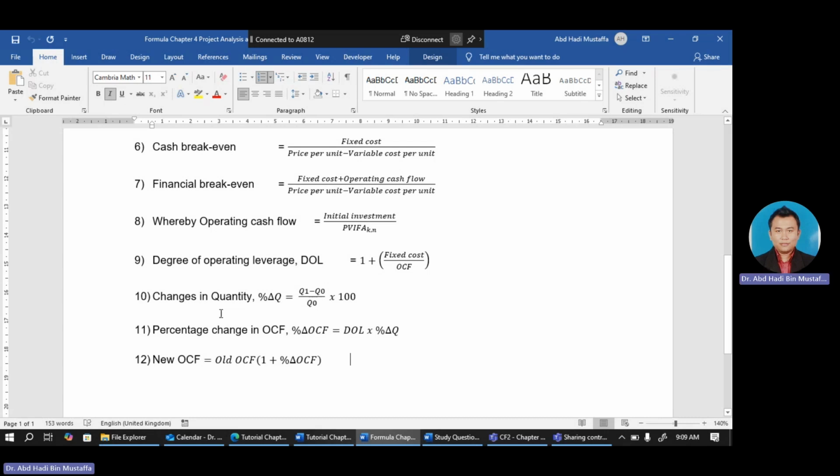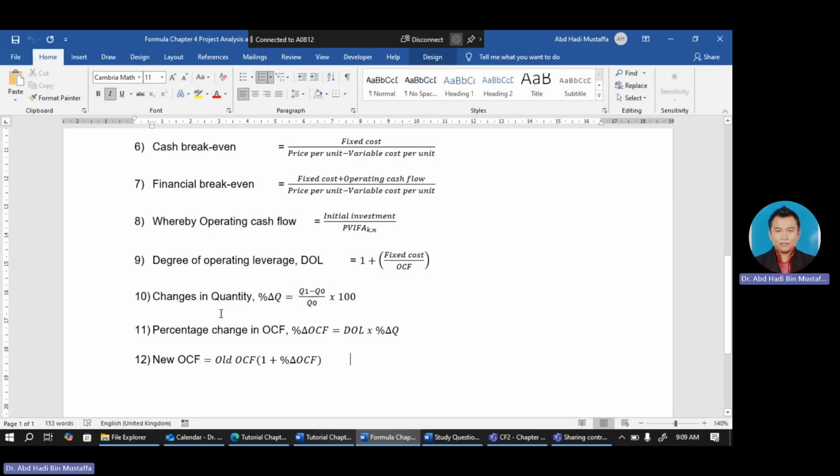So this is the one. Old output level, that means 73,000 units. New output level, Q1, 78,000 units. DOL 2.90, percentage change on OCF. So for DOL, I should put this one in the formula. Later on, I will update it in the slide. This one I will update in the Google Classroom.